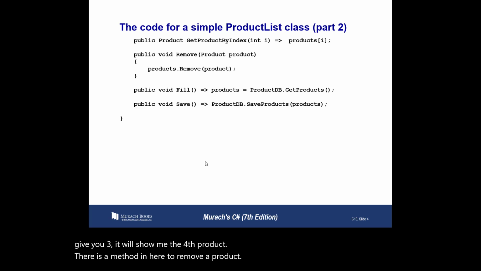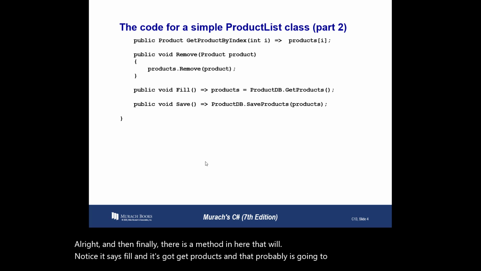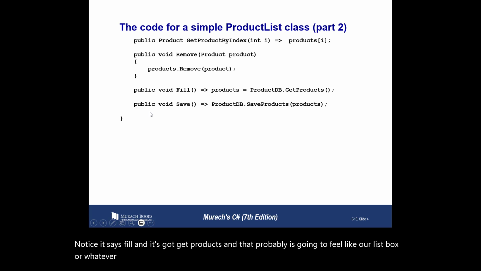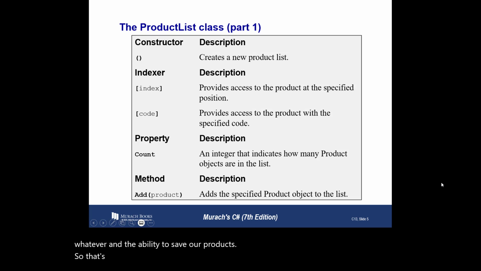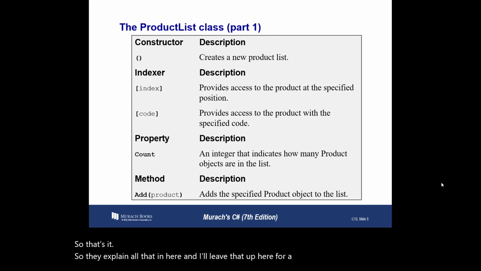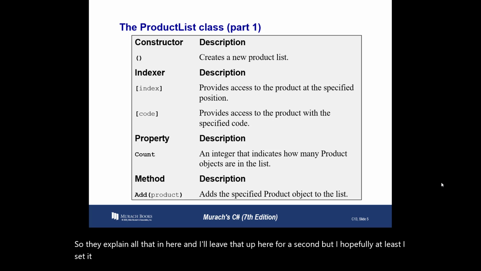All right. And then finally, there's a method in here that, notice it says fill, and it's got get products, and that probably is going to fill like our list box or whatever, and the ability to save our products. So that's it. They explain all that in here, and I'll leave that up here for a second, but hopefully at least I said it all correctly, and hopefully there's nothing new in there that I have not already mentioned to you.